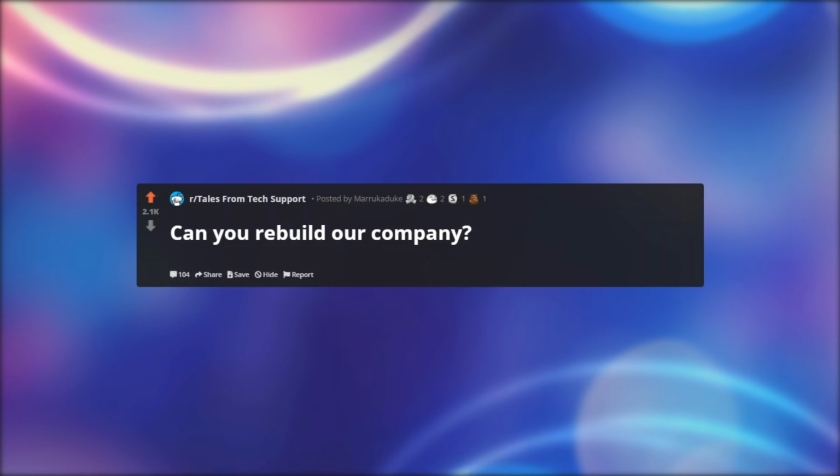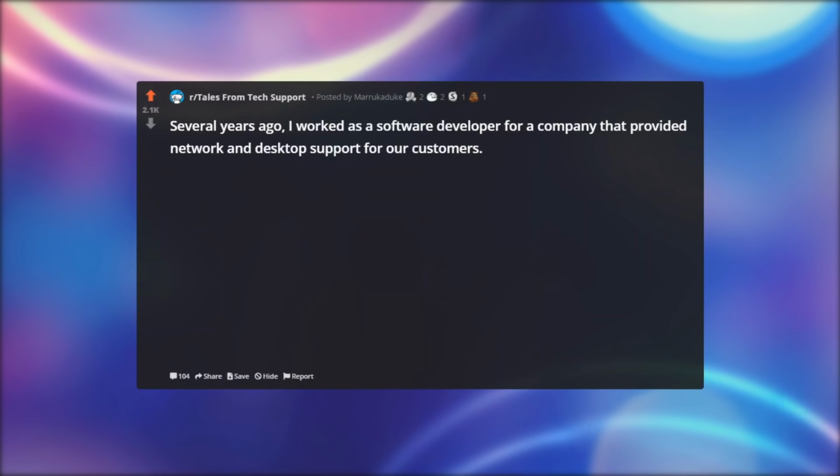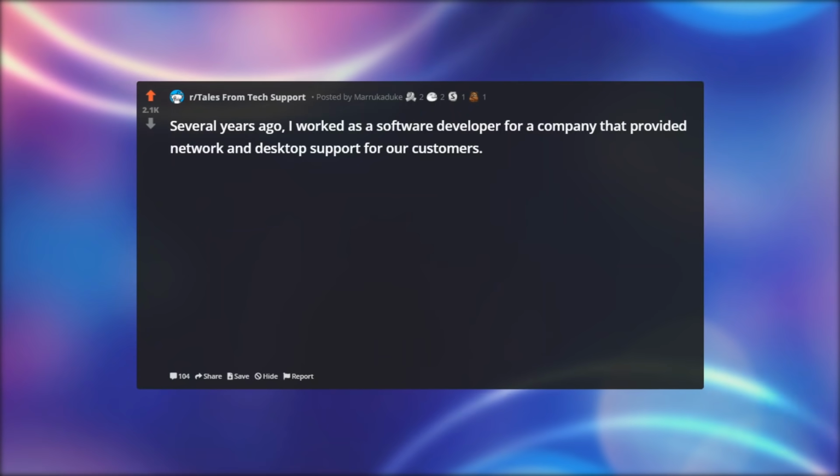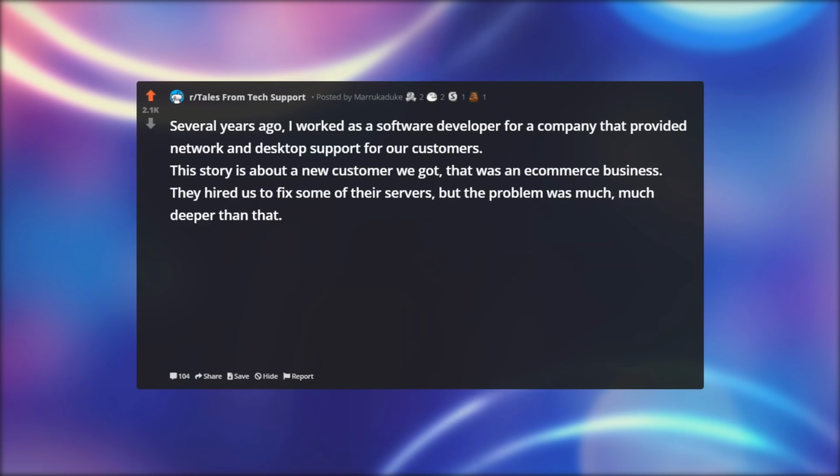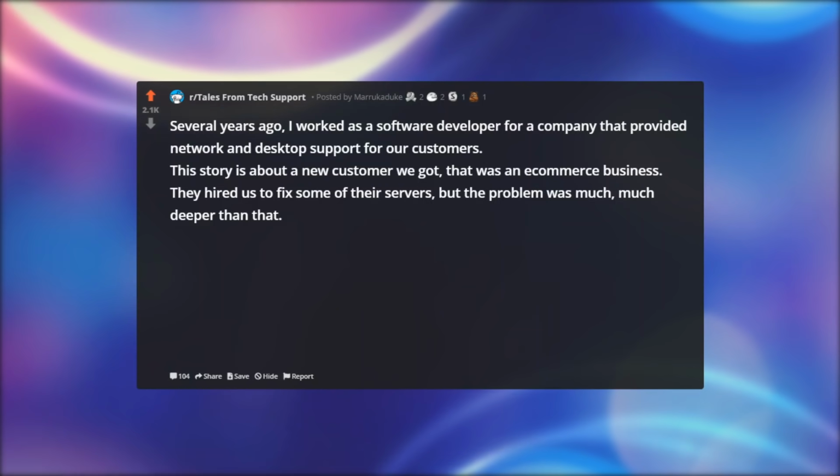Can you rebuild our company? Several years ago, I worked as a software developer for a company that provided network and desktop support for our customers. This story is about a new customer we got, that was an e-commerce business. They hired us to fix some of their servers, but the problem was much, much deeper than that.